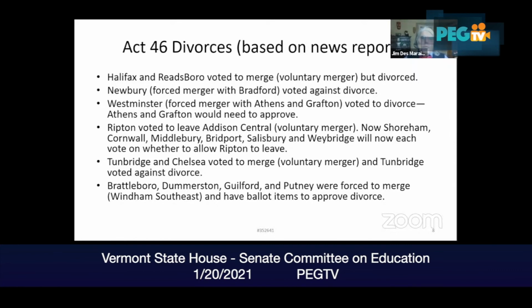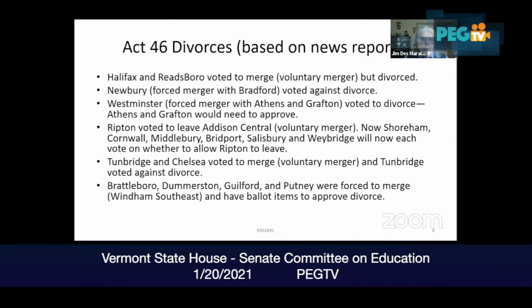Newbury was forced to merge with Bradford, and Newbury voted against divorce when it came up, so it looks like they're staying together for now. Westminster was forced to merge with Athens and Grafton, and Westminster voted to divorce, but Athens and Grafton would need to approve that. And I don't believe those have happened yet.